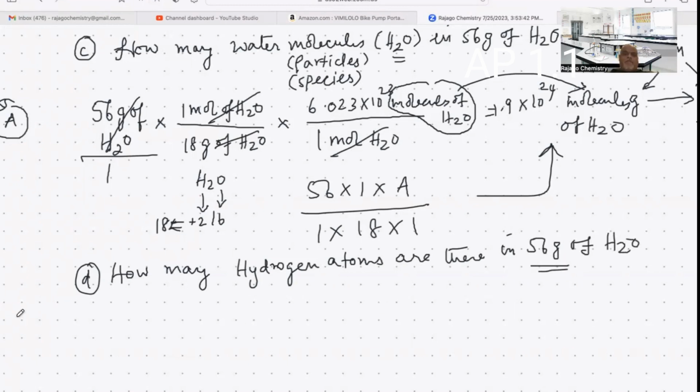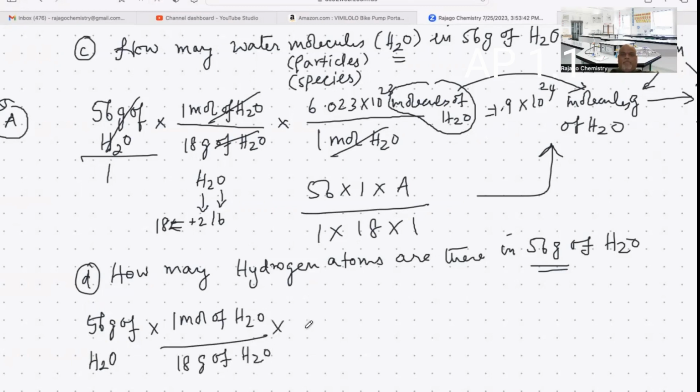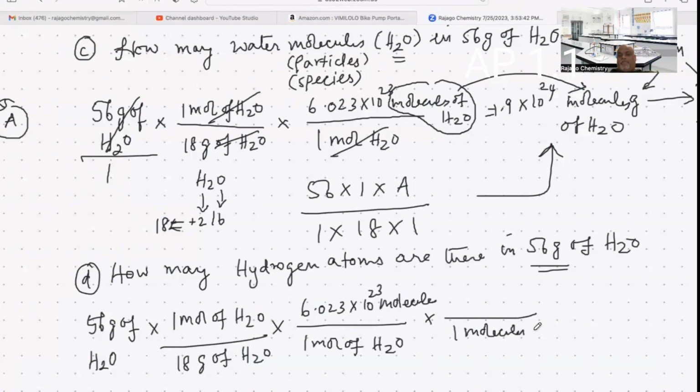So we will start with the same 56 grams. One mole of water is 18 grams of water. 1 mole of water is Avogadro number of water molecules, but we don't want molecules, we want atoms, right? 1 molecule of water, each of them contains 2 atoms of hydrogen. So you have to multiply the previous answer by 2 to get 3.7 into 10 to the power 20.